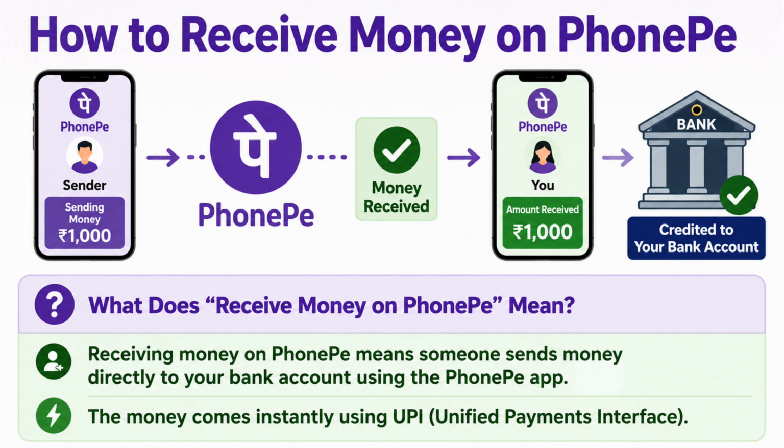This video I will explain how to receive money on PhonePe. Receiving money on PhonePe means someone sends money directly to your bank account using the PhonePe app. The money comes instantly using UPI. UPI stands for Unified Payments Interface.